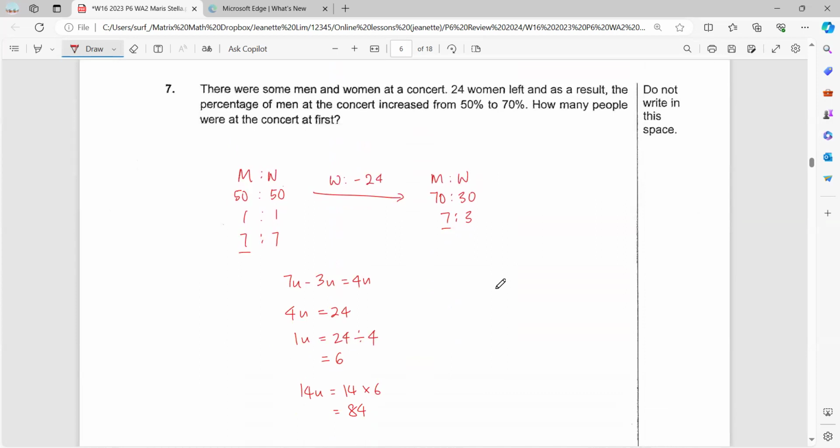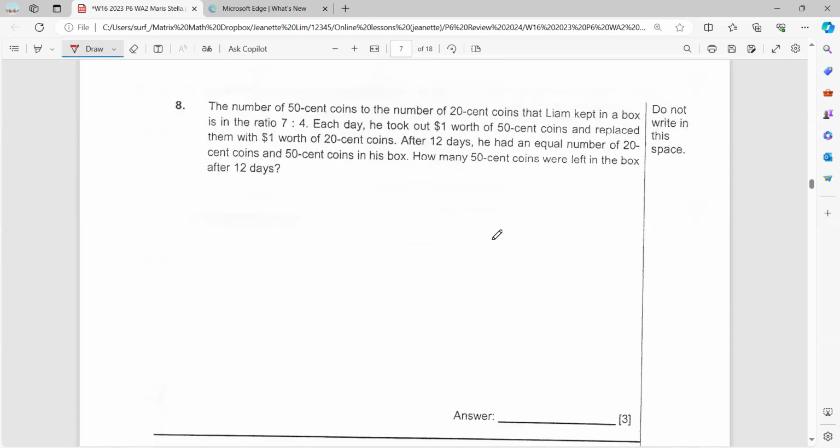Question number 8. The number of 50-cent coins to the number of 20-cent coins that Liam kept in a box is in the ratio 7 to 4. Each day, he took out $1 worth of 50-cent coins and replaced them with $1 worth of 20-cent coins. After 12 days, he had an equal number of 20-cent coins and 50-cent coins in his box. How many 50-cent coins were left in the box after 12 days?